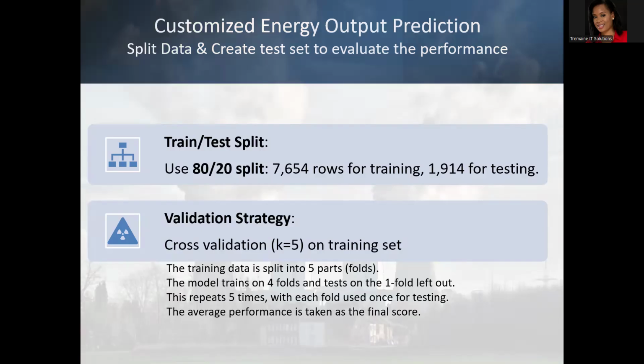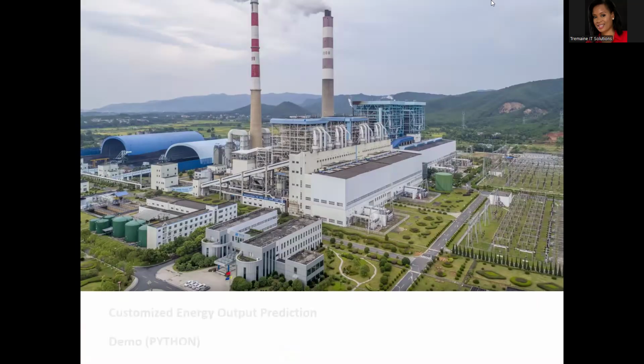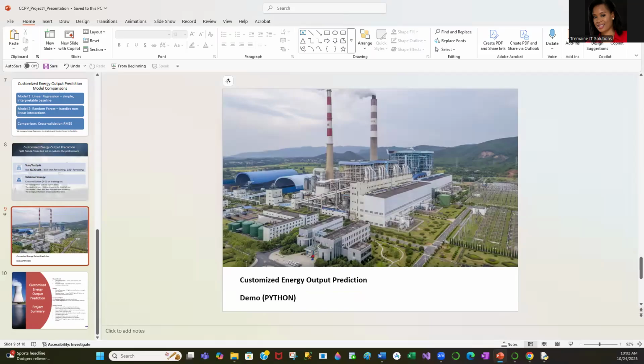We're going to split our data 80-20, with 7,654 rows for training and 1,914 for testing. Our validation strategy will be cross-validation, K=5, on the training set. The training data will be split into 5 parts, which are called folds. The model trains on 4 folds and tests on the 1 fold left out. This repeats 5 times, with each fold used once for testing, and the average performance is taken as the final score. Now we're going to switch over to our actual code to show the Python code that was developed.